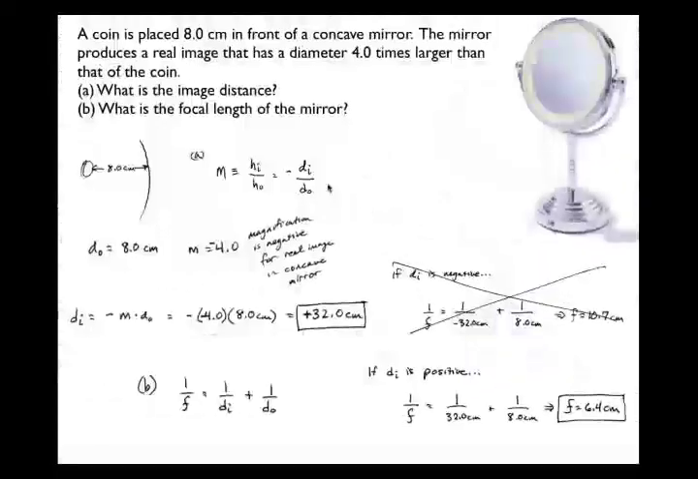My apologies, I forgot to put builds in on this slide, but I'll just talk through it in order. I always draw a sketch. I'm not sure if a sketch is helpful here, but the coin is 8 centimeters from the mirror. And to get the image distance, I actually turn to the magnification equation because the magnification equation relates the magnification, which I know, that's the 4 times larger, to the object distance, which I also know, and the image distance, which is what I'd like to find out.